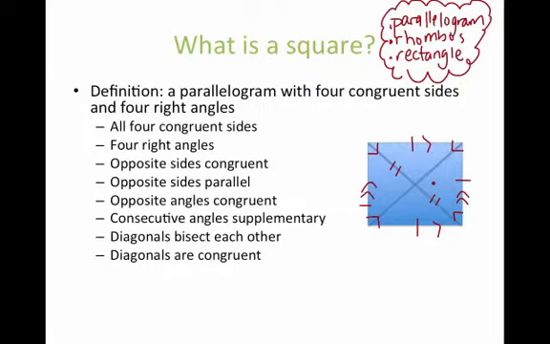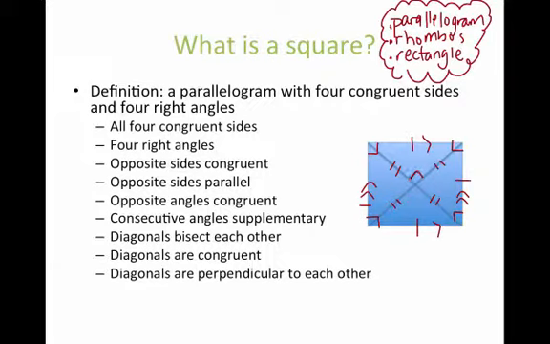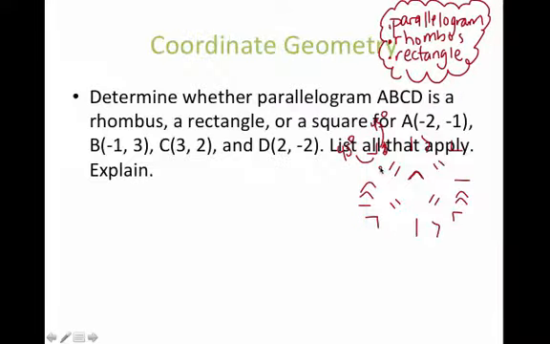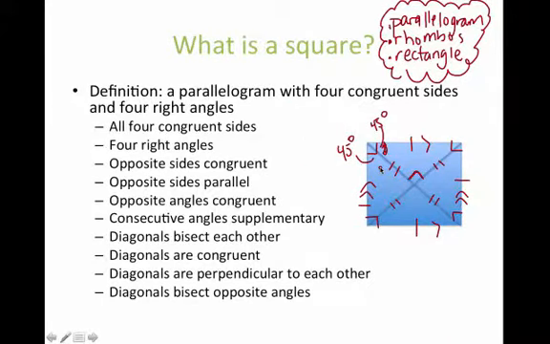But because it's a rectangle, the diagonals are congruent to each other. And because it's a rhombus, the diagonals are perpendicular to each other. And because it's a rhombus, the diagonals bisect the angles. So if it bisects the angles, and all the angles are 90 degrees, that means each little angle is 45 degrees. So a square is a super quadrilateral. Super.